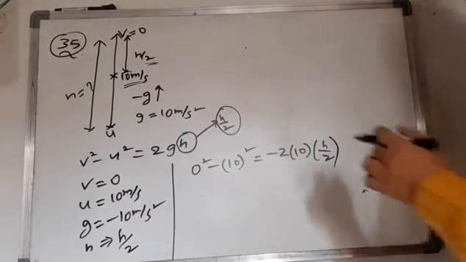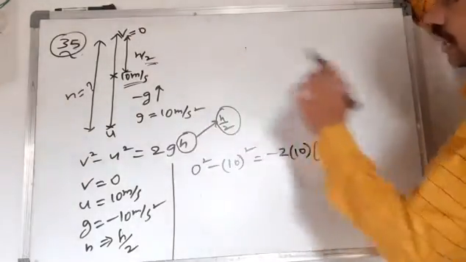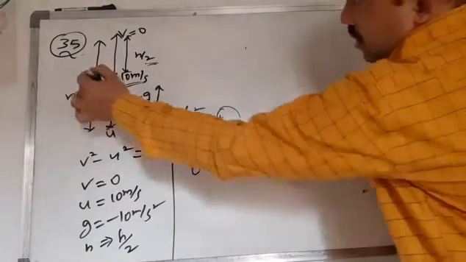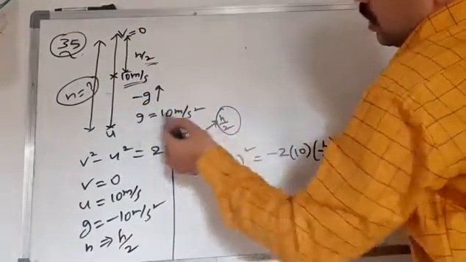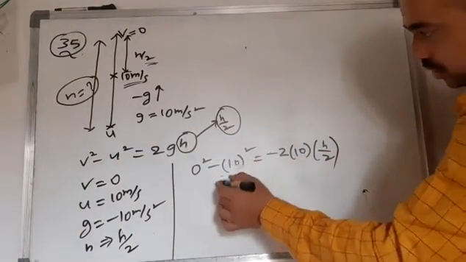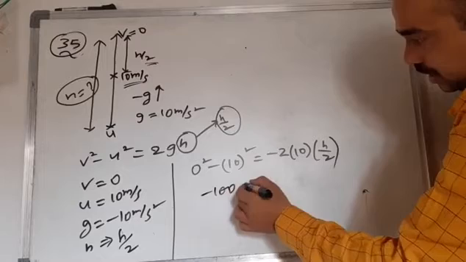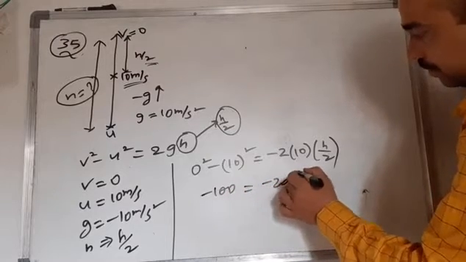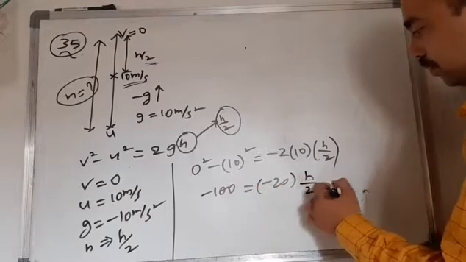Okay, we will try to find h by 2, but we will get the total height only. So we will find this total height only. If you get the h by 2 value, then automatically you will get the h value. So like that, here this is equal to minus 100 is equal to minus 20 into h by 2.